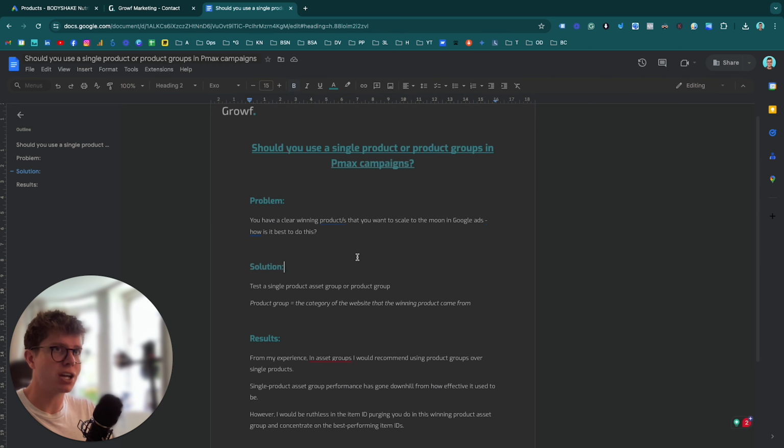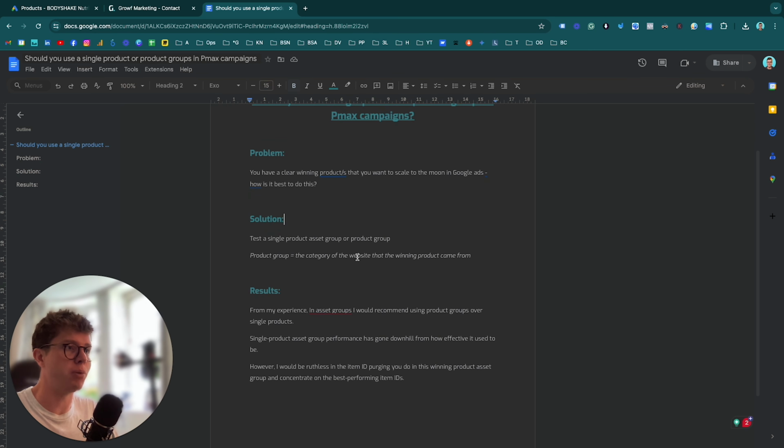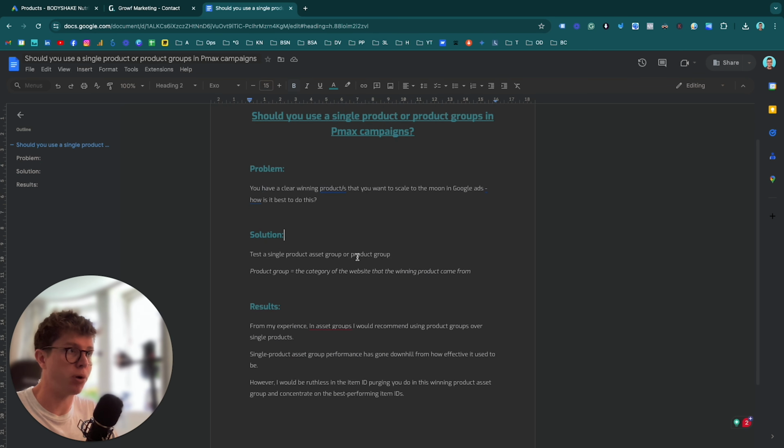So this is going to go over my experience of a test I ran recently as to whether you should use single products or product groups. Long story short, you should use product groups from my experience. But let's talk about the problem. Why would you even want to use a single product asset group in a PMax campaign? Well, we have a clear winning product and we want to scale it to the moon with Google Ads.